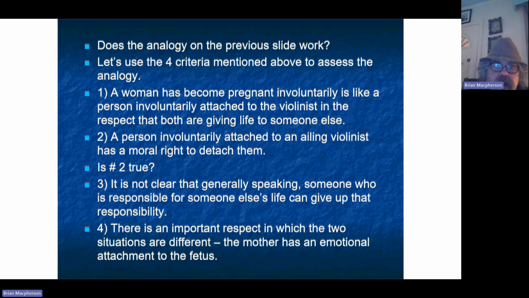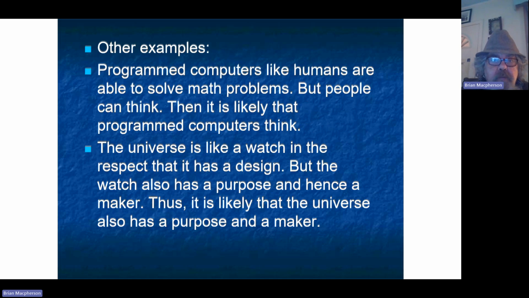Okay, and that's what I want you to do on this assignment. I'll give you probably one or two analogies and ask you to evaluate them using those four criteria. I have a couple of other examples. All right, here's one at the top. Program computers like humans are able to solve math problems. All right, so I mean that's true, right? If you ever used a pocket calculator, that's a program computer, right?